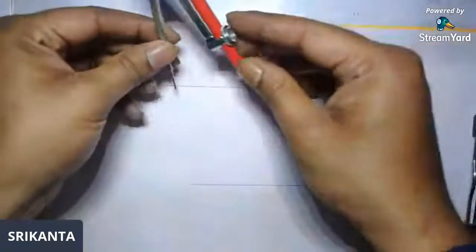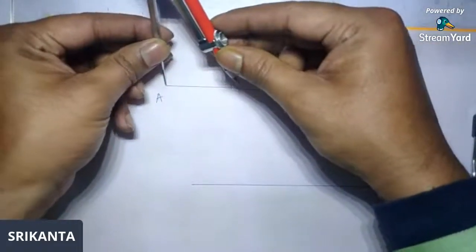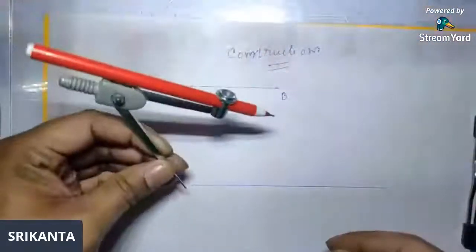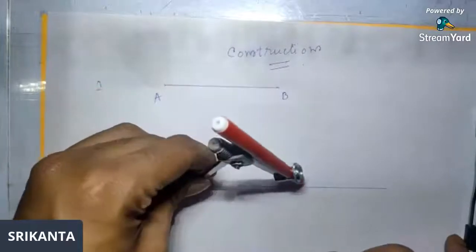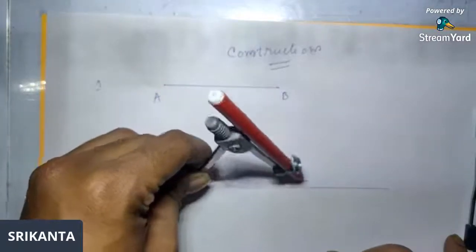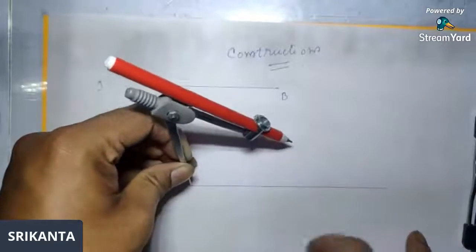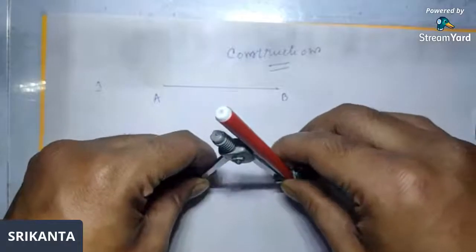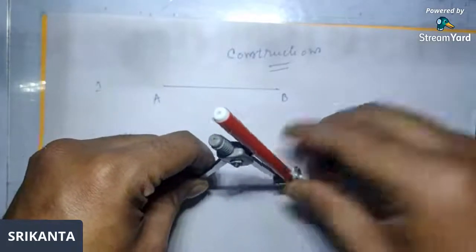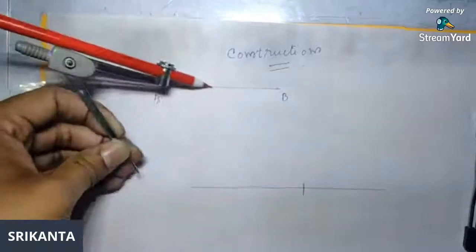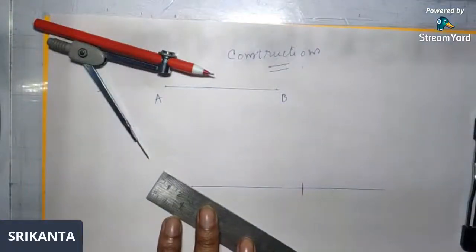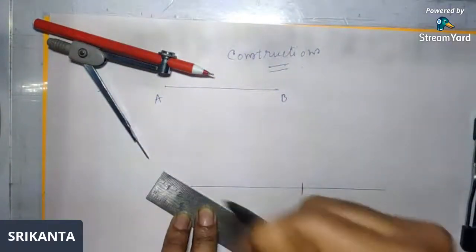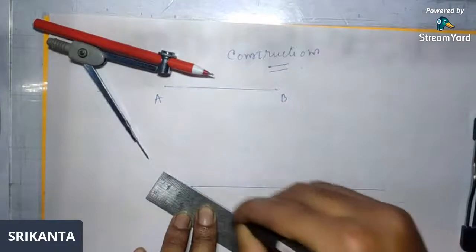So what we will do first, we will measure this length and we will cut here 7.6. Okay. Can you see this 7.6? Clear? This 7.6. Next, we are going to take an acute angle. So you can see that this is an acute angle. You can easily see that this is an acute angle.